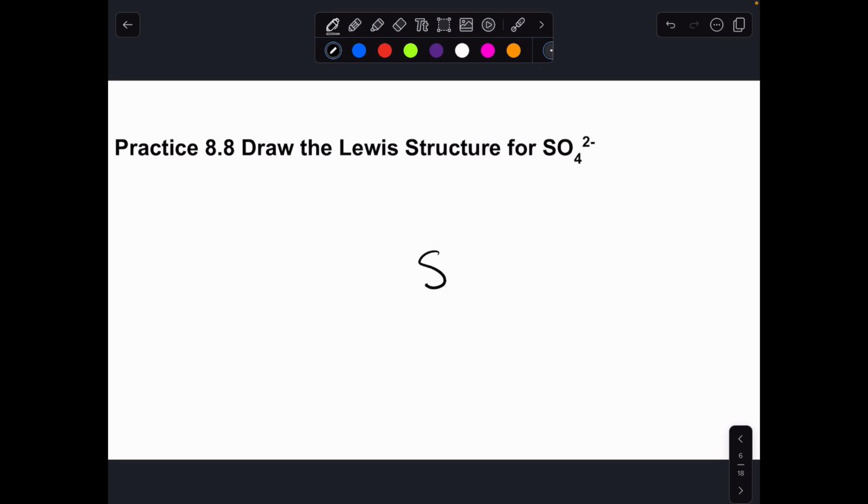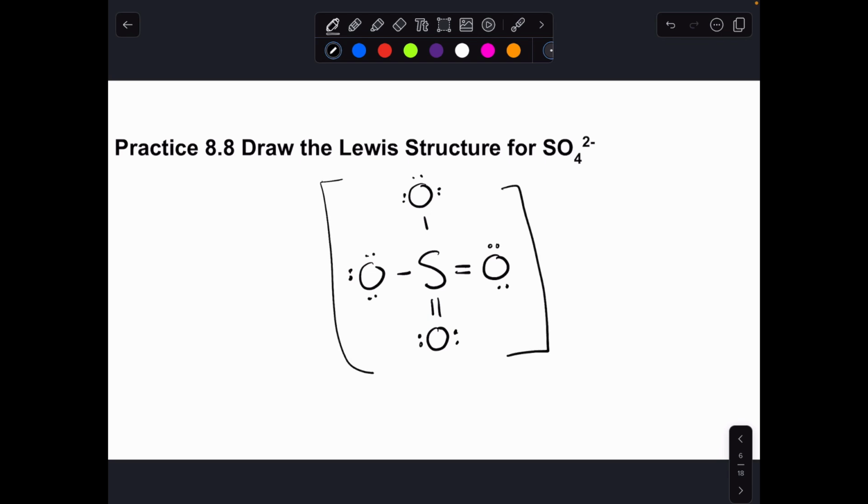So the correct structure you should have in the end should look something like this, where you have 2 single bonds and 2 double bonds. You should have brackets and your charge. Now, if you did your double bonds here and here, or here and here, it doesn't matter where in this case. We'll address the differences here in a second. Key thing is that 2 sides are double and 2 sides are single.